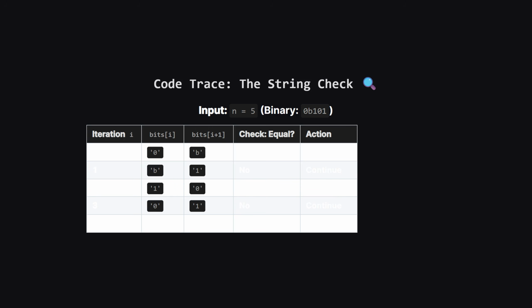Let's run a dry run with the number 5. Python's binary function actually adds a 0b prefix to the string, so we get 0b101. The loop starts. It checks 0 against b. Different. Then b against 1. Different. Then 1 against 0. Different. Finally 0 against 1. Different. Since we made it through the whole string without finding any matching neighbors, we return true.